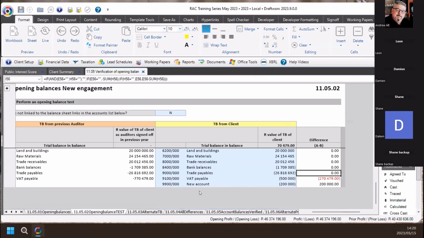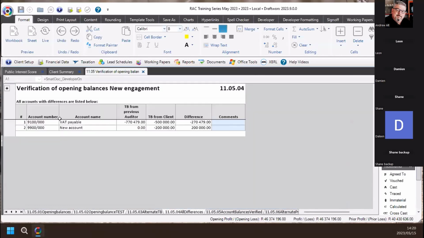And what it will then do is it takes all these differences to this sheet, all differences. And it now lists every single account where it shows you what was the balance in the TB from Draftworx, what's the balance in the TB that I imported to this alternate TB, and then I can go and make comments.